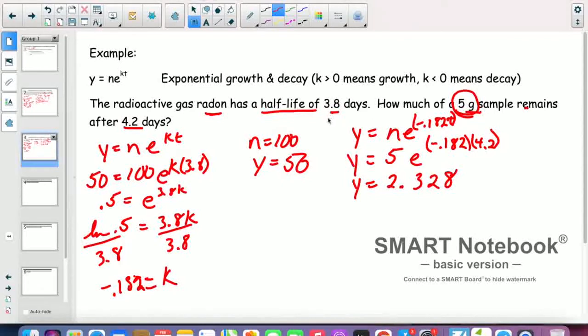It takes 3.8 days to get to half of this amount. So it would take 3.8 days to get to 2.5 grams. So it would make sense that this would be a little bit less than half going the 4.2 days. So you can kind of guesstimate whether that is a reasonable answer or not based on the information that they gave you.